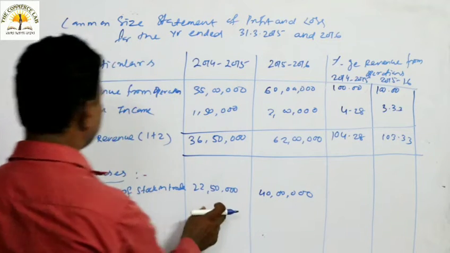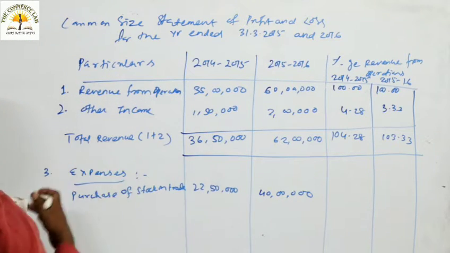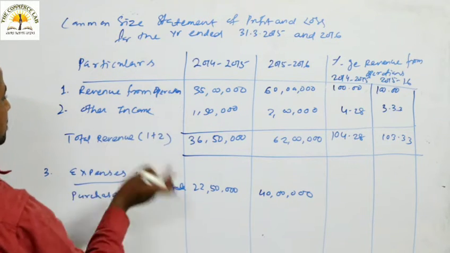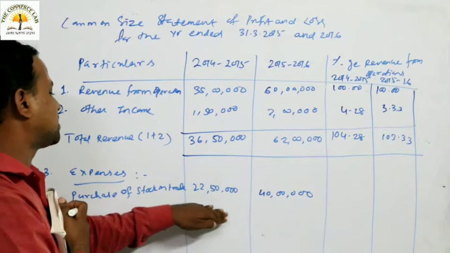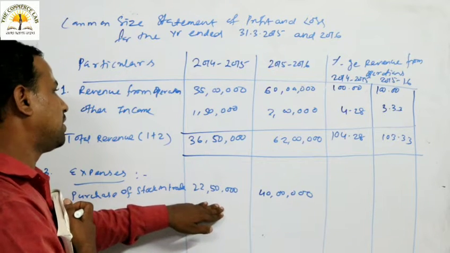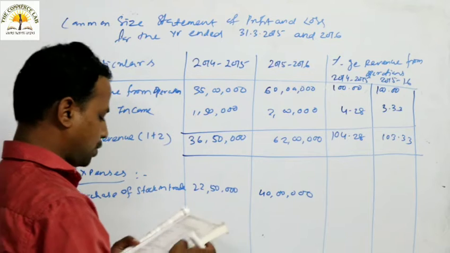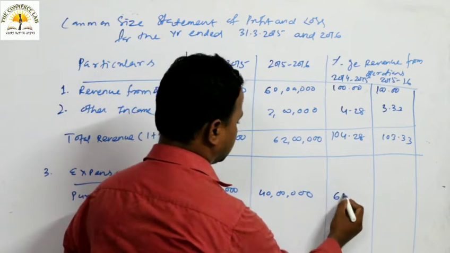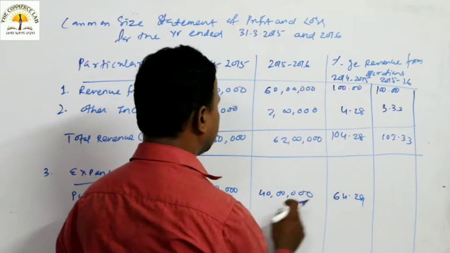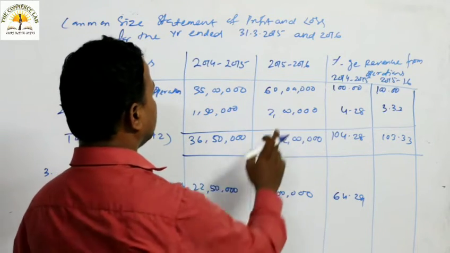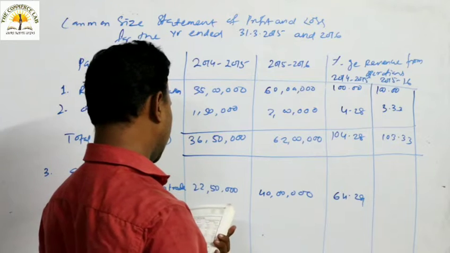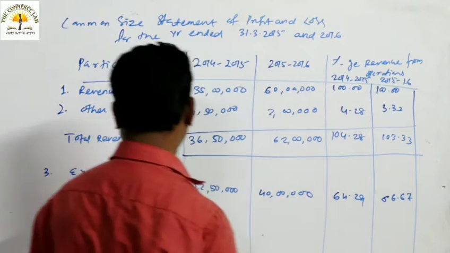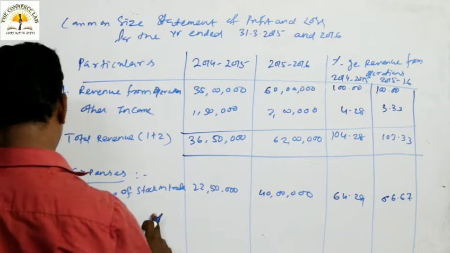So how much is the expenditure to the revenue from operation? Not total revenue, revenue from operation. In sales, what is its percentage from sales? So 22,50,000 by 35 lakh. Then you got 64.29. Similarly, 40 lakh divided by 60 lakh. So how much are you getting? 66.67. That is purchase of stock in trade.